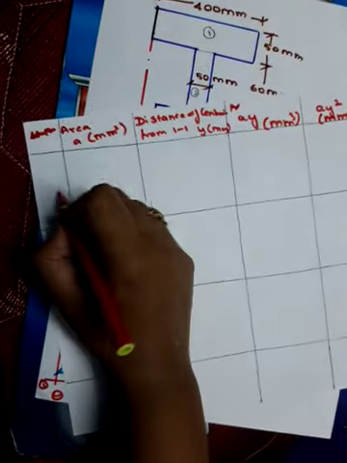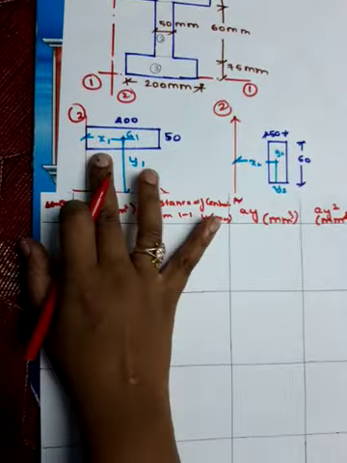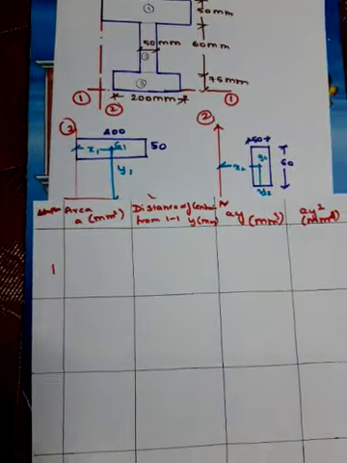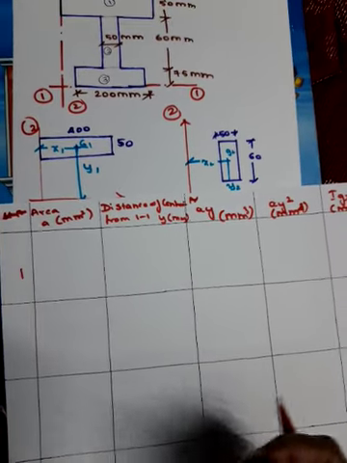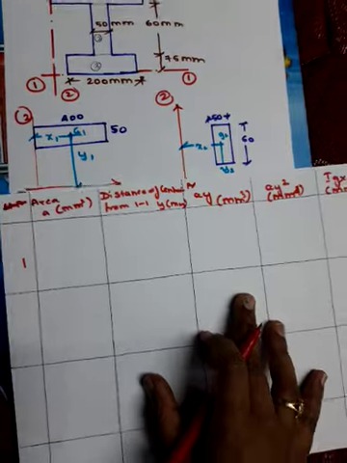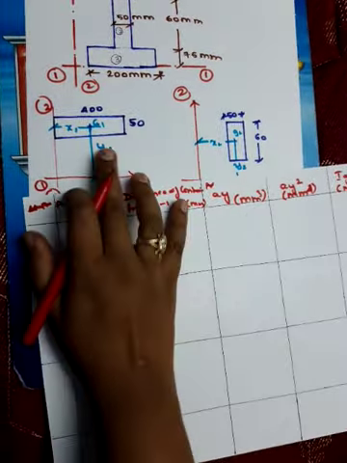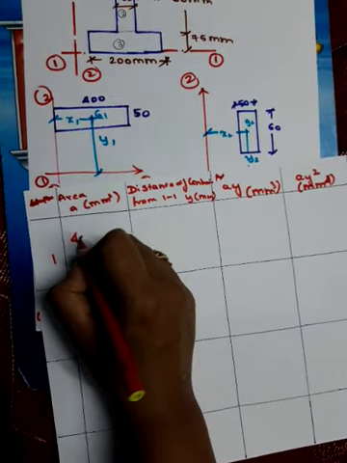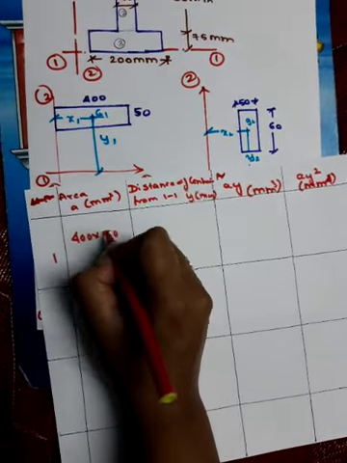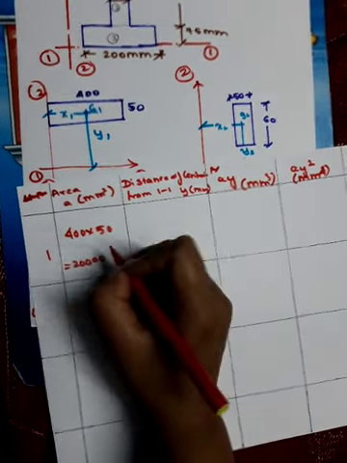Now my first component is a rectangle, and you can see x1 is not required. Why? Because we have to calculate the moment of inertia along the x, that is the horizontal axis, so the perpendicular distance would be y1. That's why I'll be calculating only for y1. Now what is the area of the rectangle? It would be 400 into 50, so it would be 20,000.